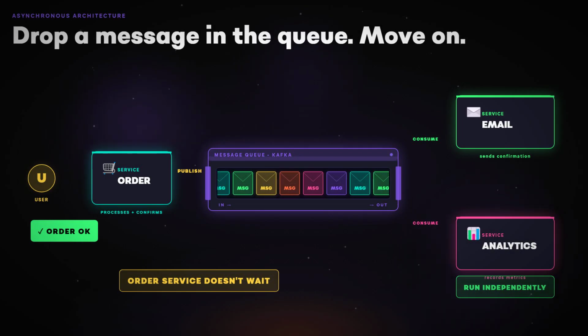The sample asynchronous architecture will look like this. A user places an order. The request first reaches the order service. The order service processes the order and confirms it.